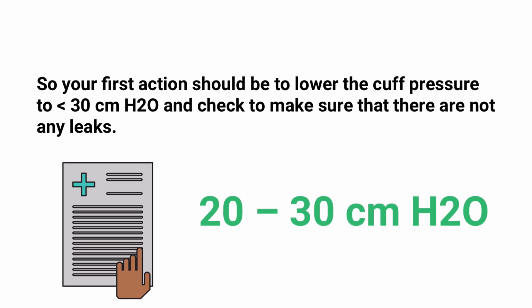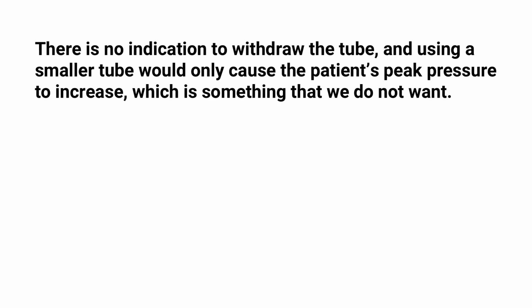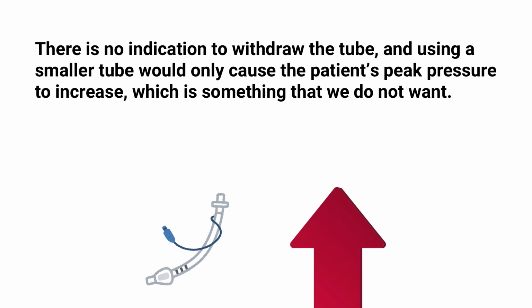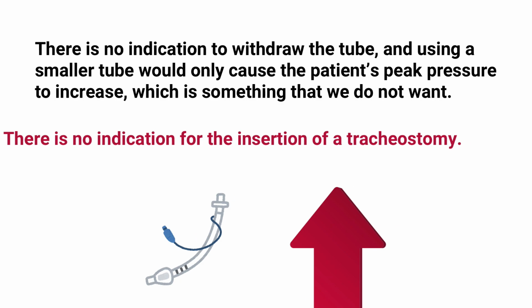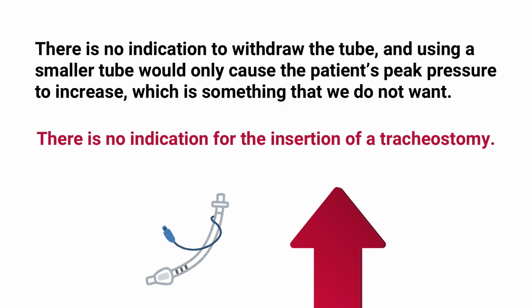And for the patient in this question, there is no indication to withdraw the tube, and using a smaller tube would only cause the patient's peak pressure to increase, which is something that we do not want. And also, there is no indication for the insertion of a tracheostomy, so this tells us that the correct answer has to be C. Lower the cuff pressure to less than 30 centimeters of water pressure.